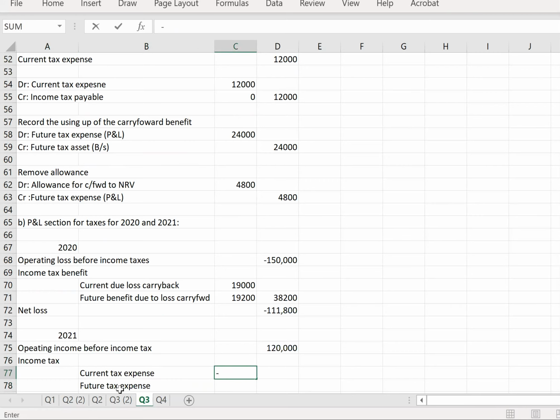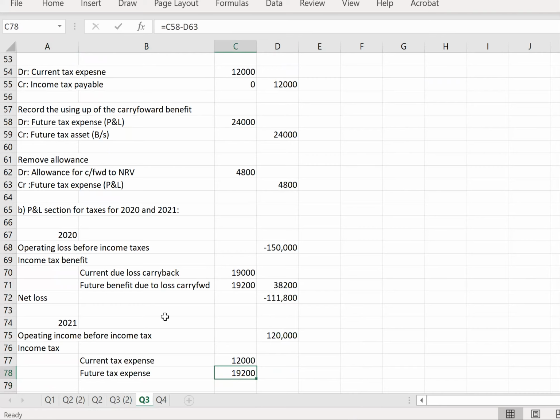Here, what was our current tax expense? We had 12,000. This was our income statement number here. And what was our future tax expense? Well, we cleared that out. We need to record the expensing of this future tax expense, because see how we put it through here as this 24 and this 24,000, and we cleared out the allowance as well. So we need to show the net of those two things now showing as an expense. This is us putting it on as a positive, and this is us taking it off as a negative because we used it up.